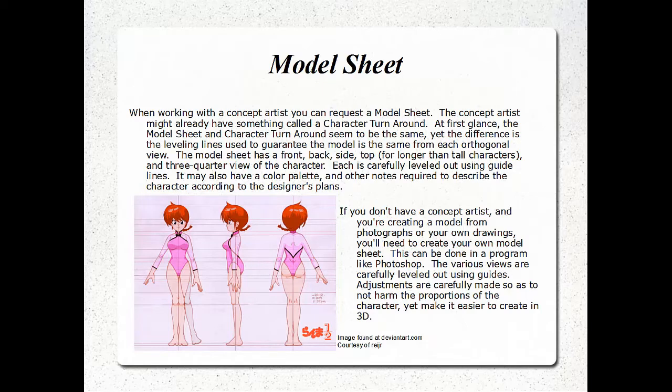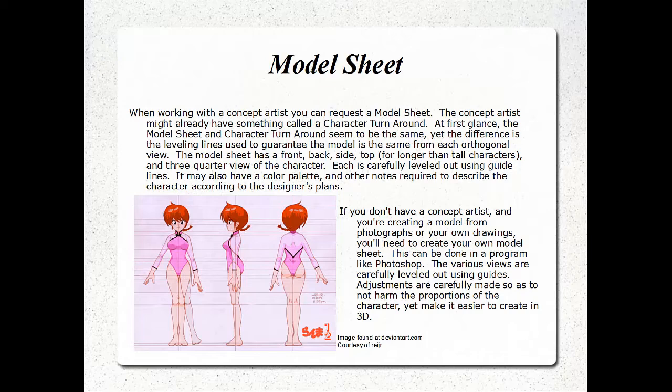When working with a concept artist, you can request a model sheet. The concept artist might already have something called a character turnaround. At first glance, the model sheet and the character turnaround seem to be the same. Yet the difference is the leveling lines used to guarantee the model is the same for each orthogonal view. The model sheet has a front, back, side, and top, and the top is more for characters that are longer than they are tall, like animals or anthropomorphic characters, and a 3/4 view for the character. Each is carefully leveled out using guidelines. It may also have a color palette and other notes required to describe the character according to the designer's plans.